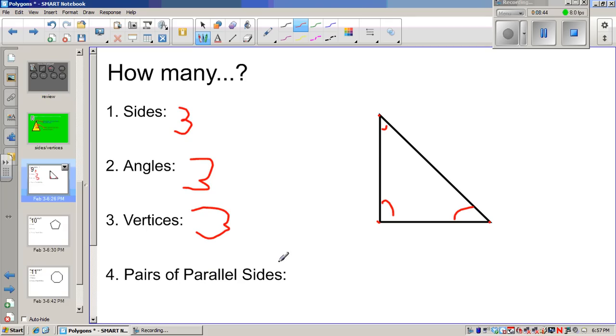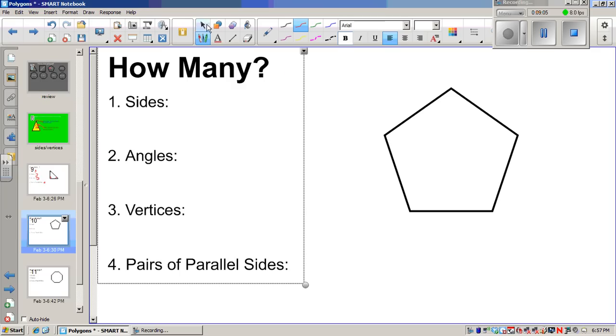And pairs of parallel sides. I don't see any parallel sides here. Just a reminder, parallel sides would be sides that would run next to each other like train tracks and never touch. But all of these sides touch each other. So parallel sides here is zero. Move on to another figure.